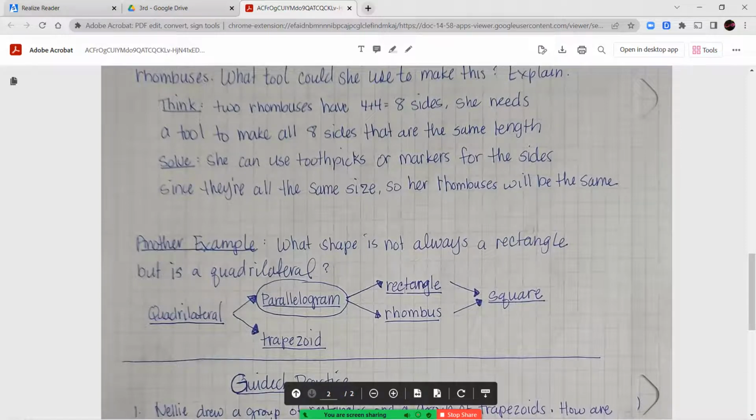So you can see as you go across this family tree, they have more and more rules. So we want to find one that is not always a rectangle. So one that has less rules than a rectangle. So we're going to go back, and it's going to be a parallelogram. So a parallelogram is always a quadrilateral, and it's sometimes a rectangle, because a parallelogram can also sometimes be a rhombus, remember.